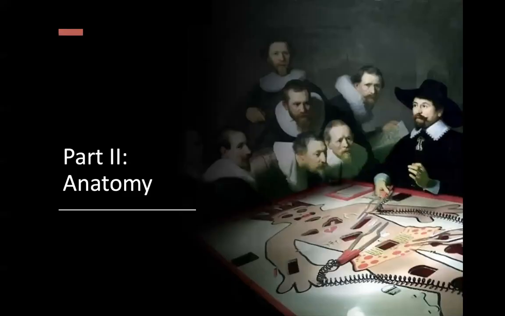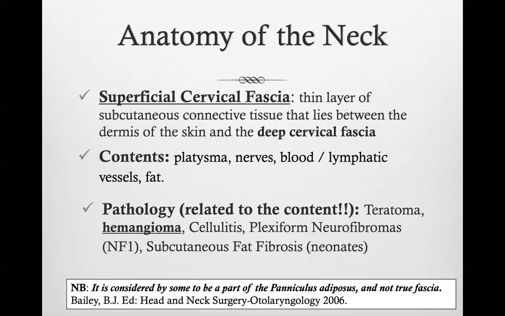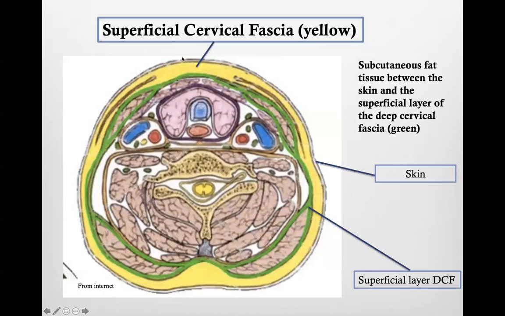What about the anatomy? I will just speak very briefly about the neck anatomy. We have a superficial cervical fascia that is basically subcutaneous soft tissue, very important because it has nerves, so neurofibromas will be in this location mostly, as well as lymphatic vessels and arterial vessels. So that's why, for instance, hemangioma will also be very superficial. This in yellow is the superficial cervical fascia, which is again just fat between the skin and the deep cervical fascia that is in green.